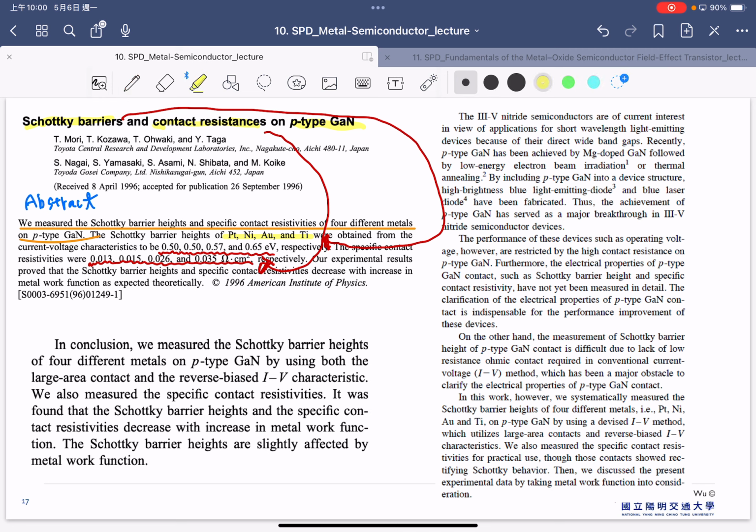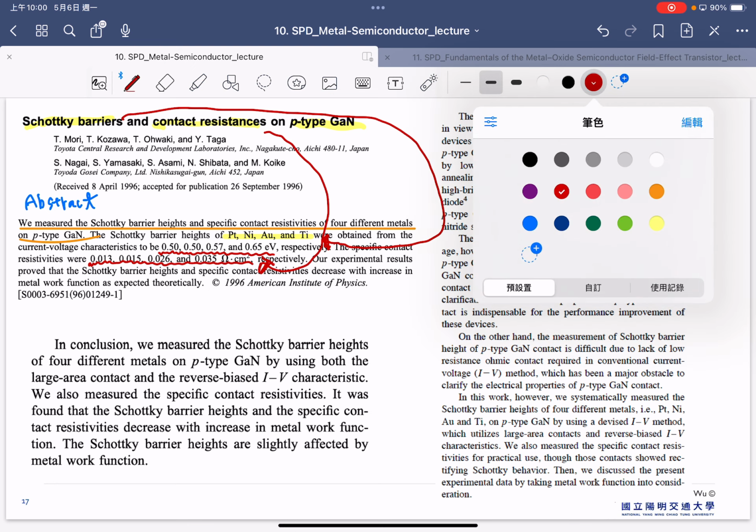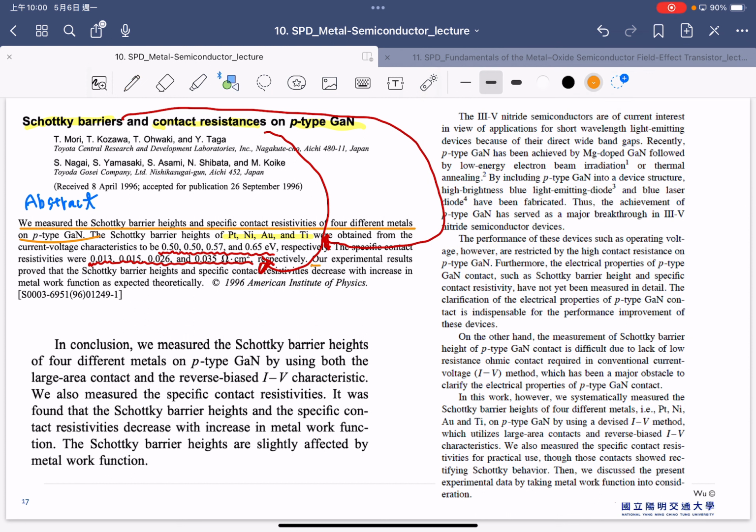In the end, there is always one sentence for the conclusion. So the conclusion is here. Our experimental results provide that Schottky barrier height and specific contact resistance decrease with increased metal work function, as expected theoretically. So now you can see, if you look at the abstract, what they say here is more or less very similar.